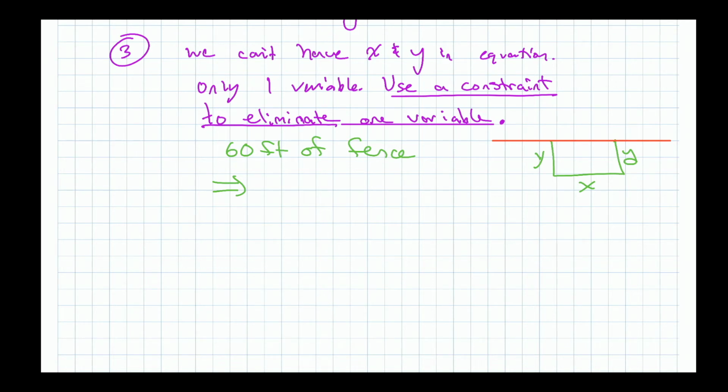So if you only have 60 feet of fence, then what you can do is say, well, okay, the Y's and the X should add up to 60, right? Because that's how much fence we have. So X fence plus Y fence must add up to 60, which is X plus 2Y equals 60. That's your constraint.